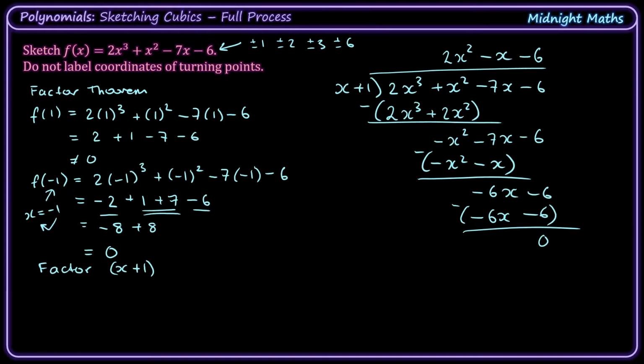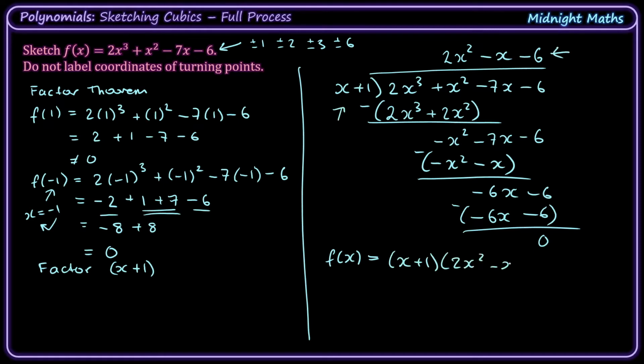So let's write out our fully factorized steps so far. We have our linear term. I'll write it out. This is f of x. f of x equals, so we have our linear term, x plus 1. That's from here. And then we have our quotient, 2x squared minus x minus 6. Awesome. Now we're almost ready to sketch.